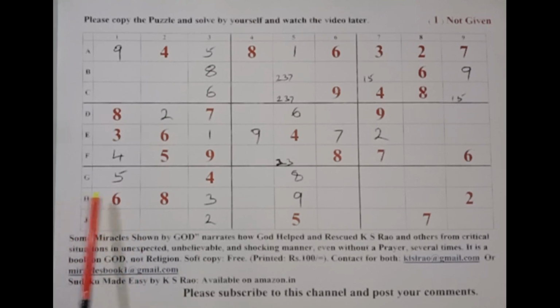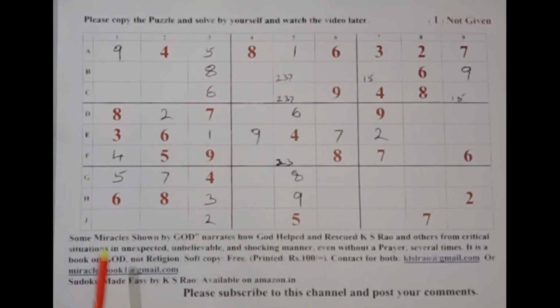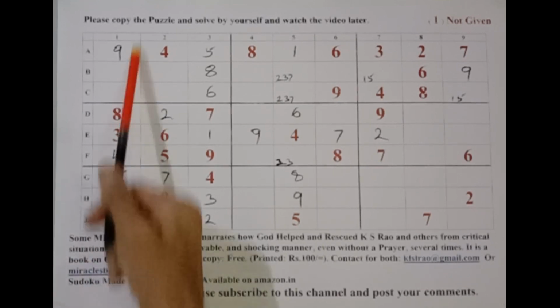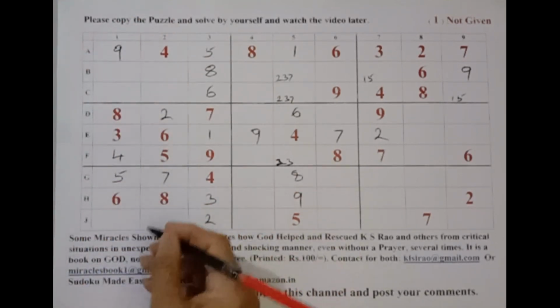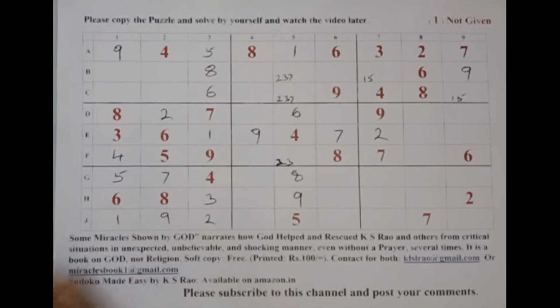Okay, now what about the rest of this box? We need 1, nowhere around. 2, 3, 4, 5, 6 are there. 7 and 9. We have a 7 here, so J1 and J2 cannot take a 7. So we can write our 7 here. And these 2 places are for 1 and 9. We have a 9 there, so let us write our 9 here. And here it is 1.